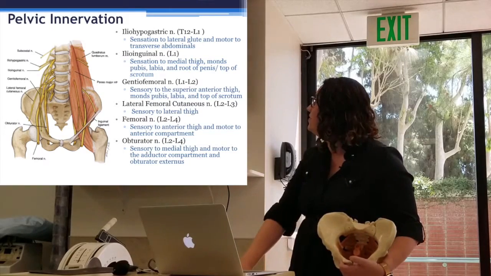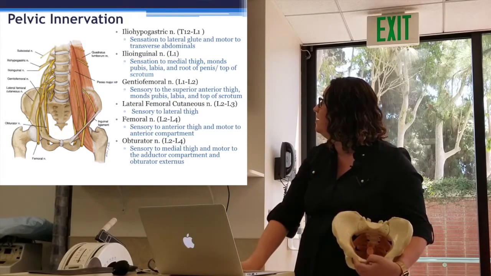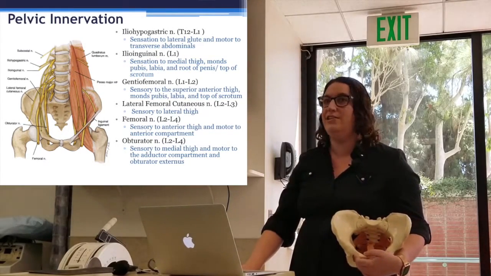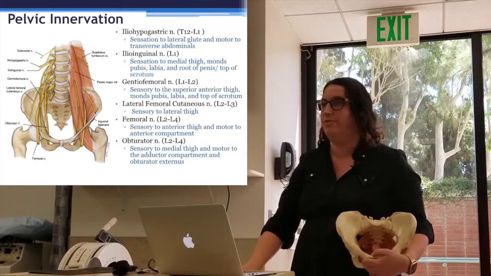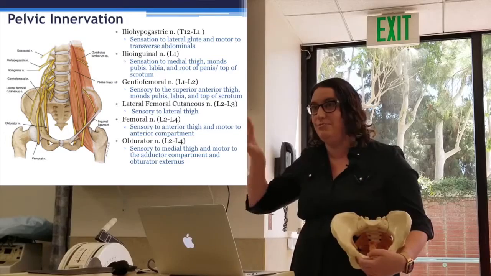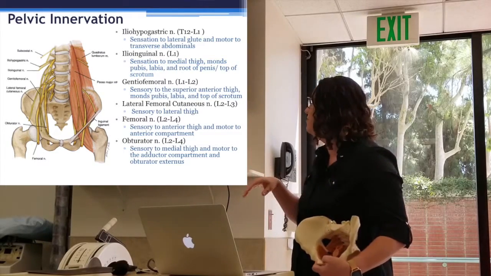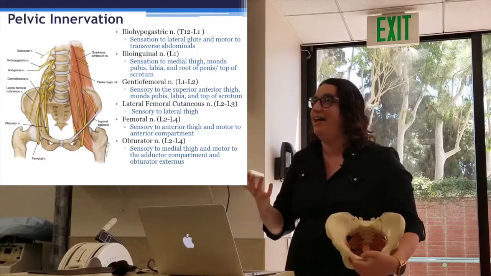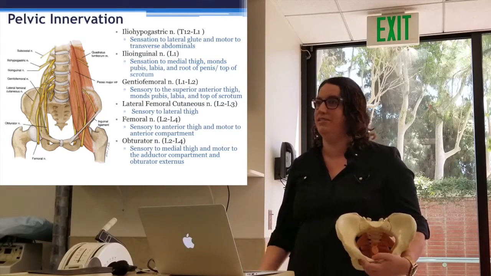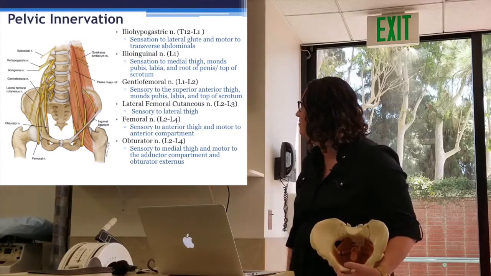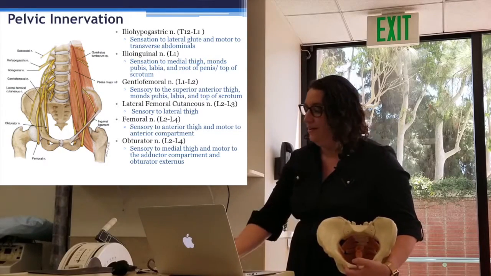Gen Fem, so that nerve, L1 and L2, sensory to the superior and anterior part of the thigh. And we're also getting a little bit of mons, labia, and top of the scrotum. No root of the penis innervation for the Gen Fem. So again, with that, it also travels through the inguinal canal, and can be compressed on the ligament, or compressed in that area where all those muscles have to kind of pass through.